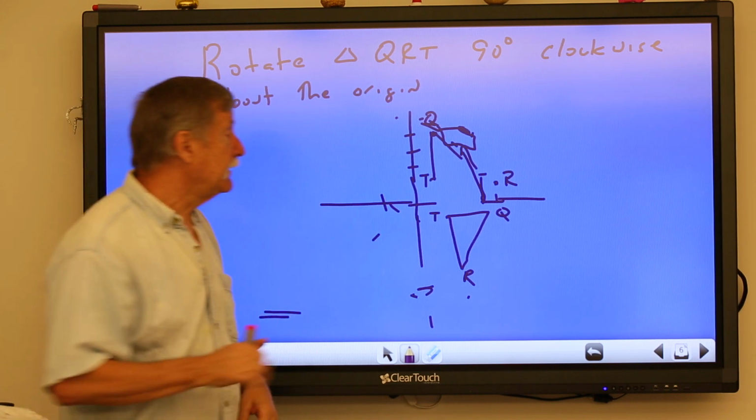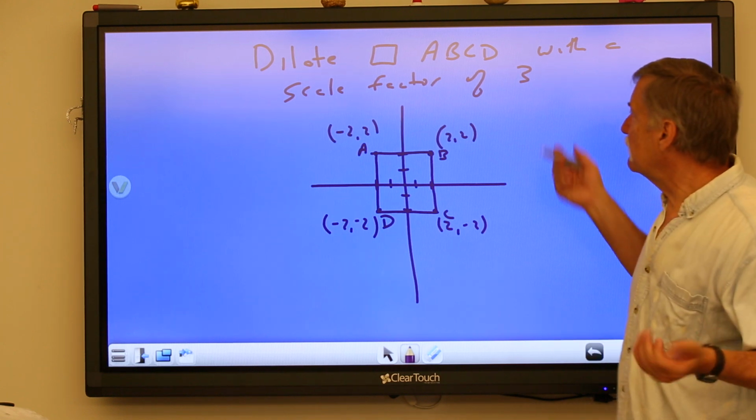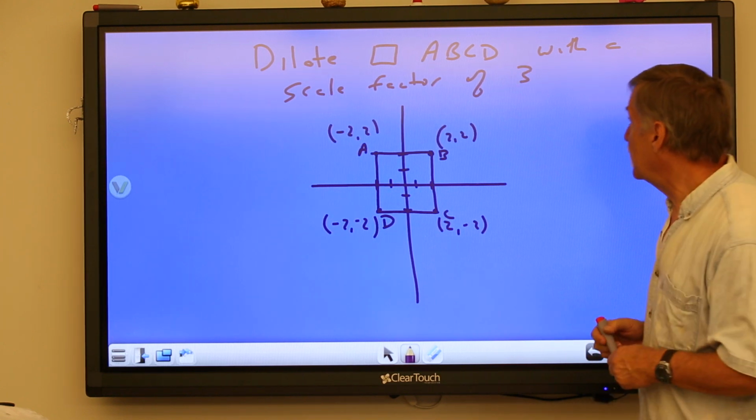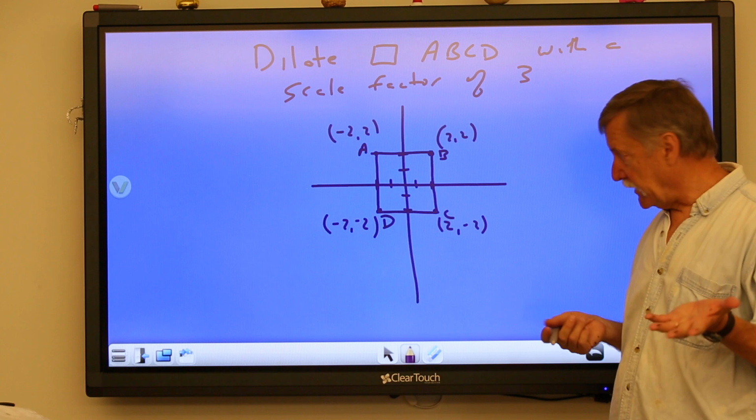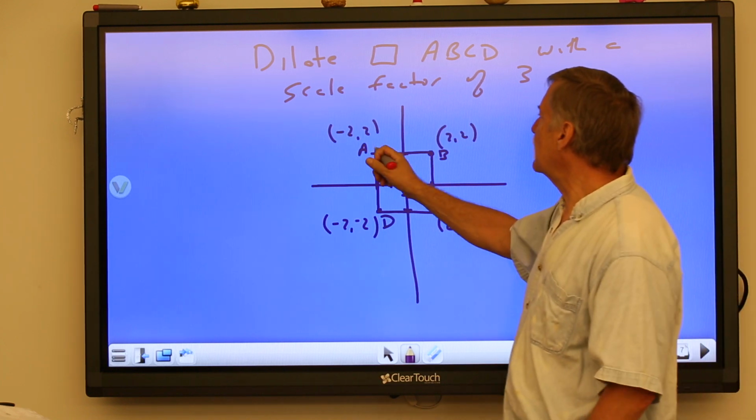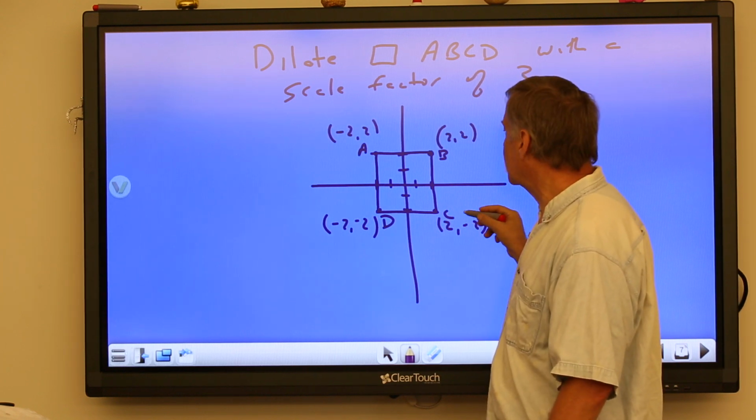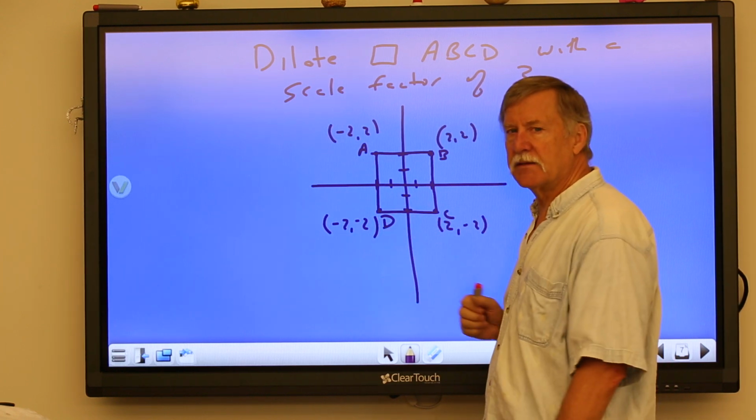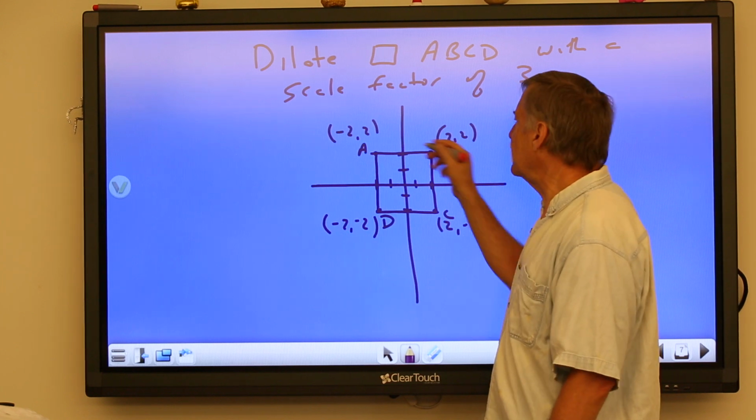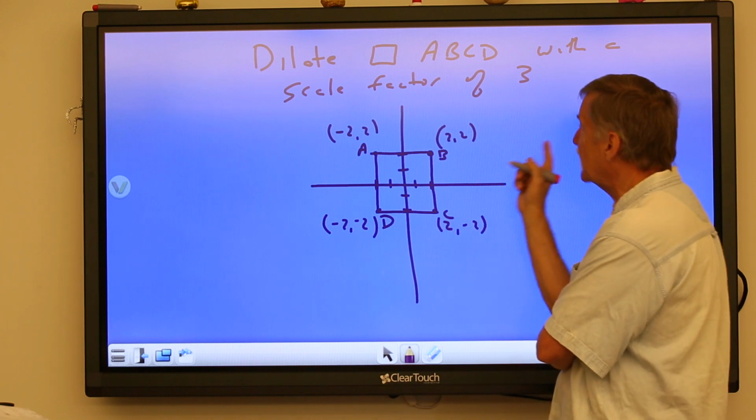Okay. All right, finally, we want to dilate rectangle ABCD with a scale factor of 3. Now, what that means is this length is going to be 3 times longer, and this length is going to be 3 times longer, and that length is going to be 3 times longer. But if you just try to increase everything by 3, it's going to mess up. So here's a tip for scale factors.